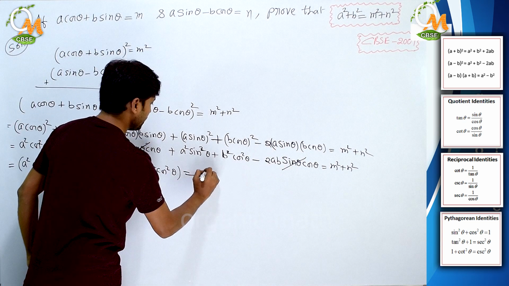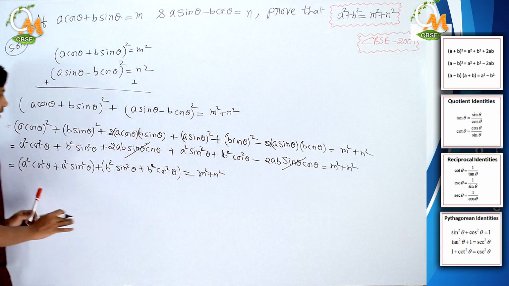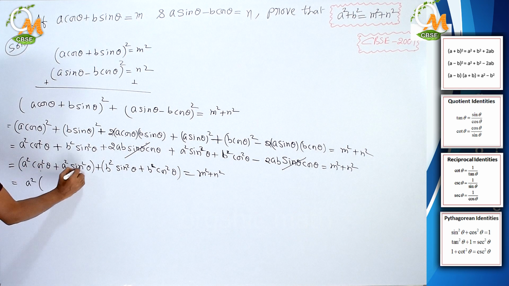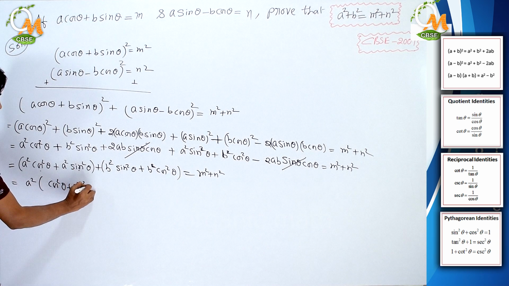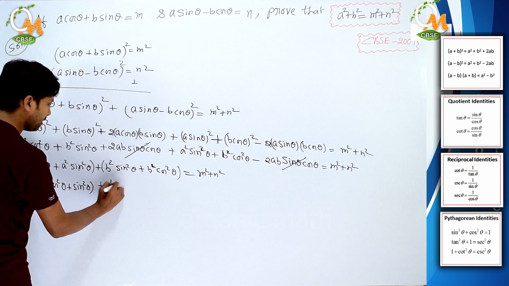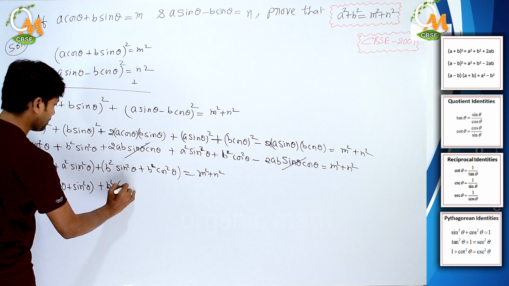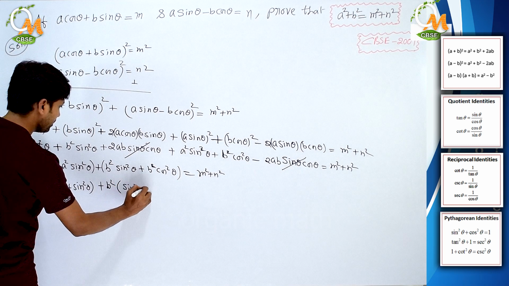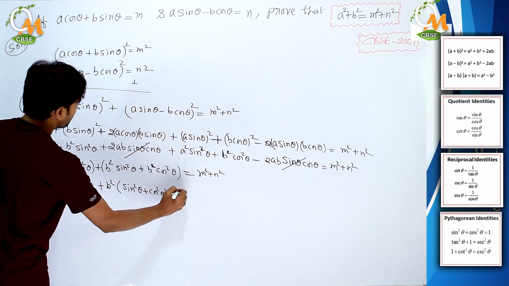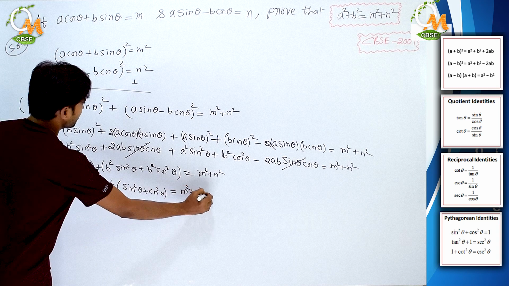The RHS would be m square plus n square, right? Now what is the common factor in these two terms? a square. Take common a square. What do you get? Cos square theta plus sin square theta inside the bracket. Now here also we take common b square out of these two terms. Again you get sin square theta plus cos square theta inside, equal to m square plus n square, right?